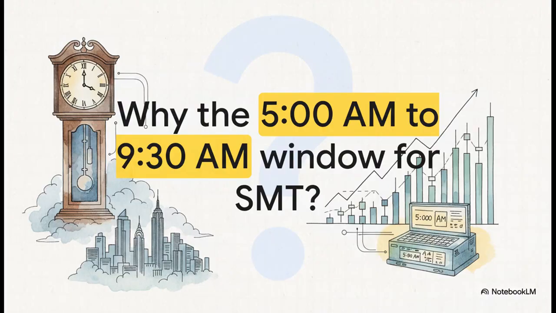So this probably brings up a question, right? Why are we looking for this divergence specifically between 5 a.m. and 9:30 a.m. New York time? What's so special about that window?